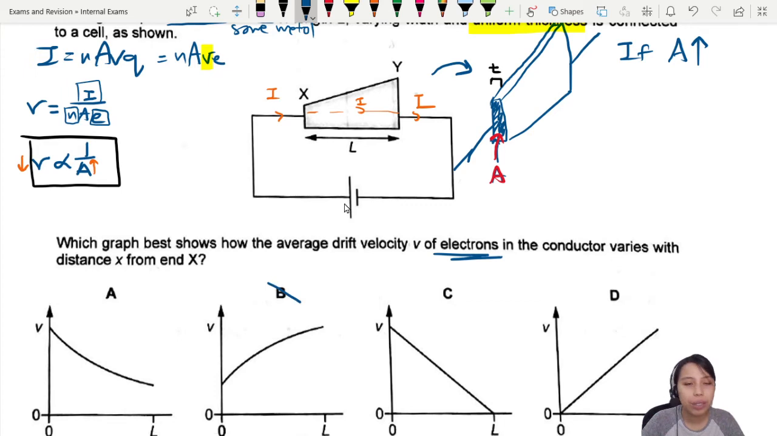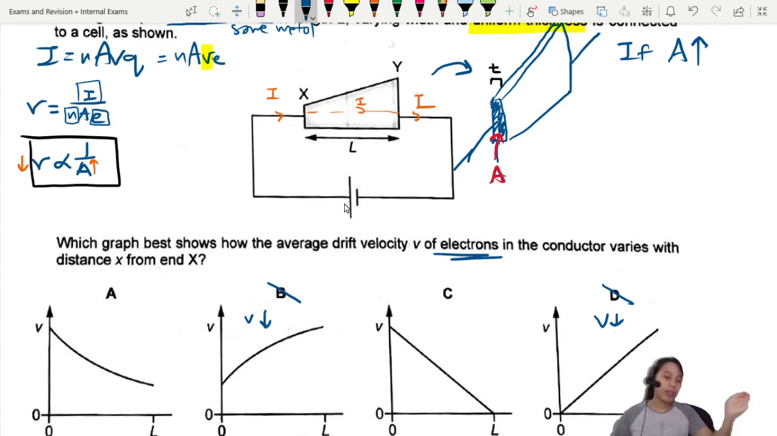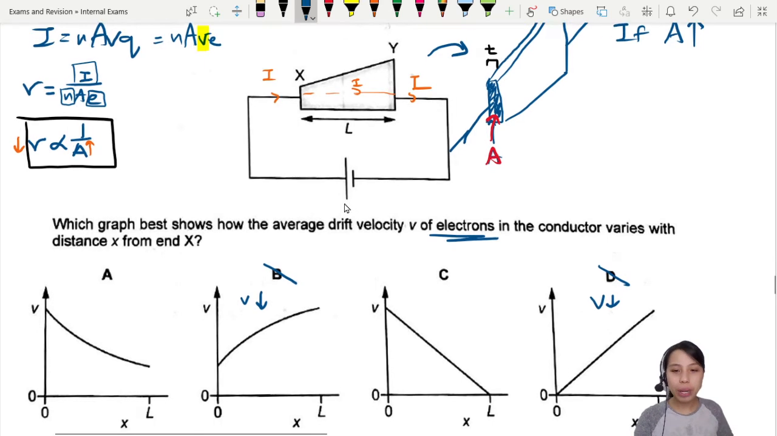This B is not correct already. V should decrease. D also not correct. V should decrease. So slash it out. Now if you're out of time, you just guess A or C, choose one. So here's one way to eliminate one of the choices.